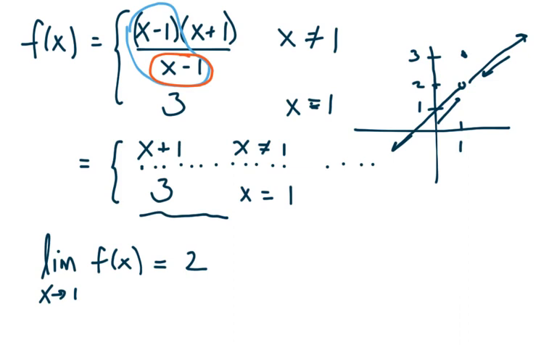And because of our piecewise definition, f of 1 is equal to 3. So we see that the limit at 1 does not equal the function value at 1. So therefore, this is discontinuous. Okay.